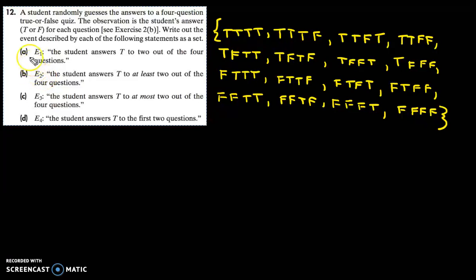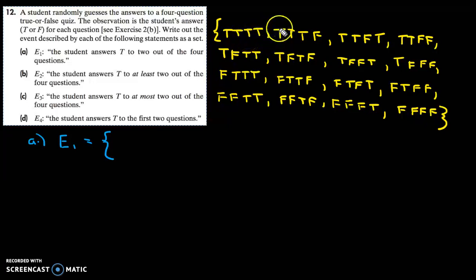So if this is all the possible options on a 4-question true-false quiz, it's nice to be able to see them all. When I try to write down, let's say, event 1, the student answers T to 2 out of 4 questions, I can go through my list and write down all the times where they answered true to 2 out of 4 questions. It just gives you something to start with instead of having to re-brainstorm every time. So you don't have to do it, but if you already have it there from the other question, it can be really useful.